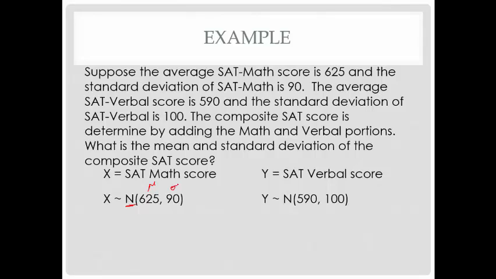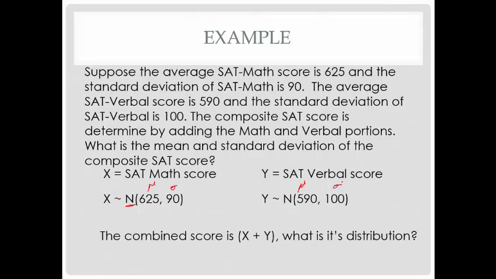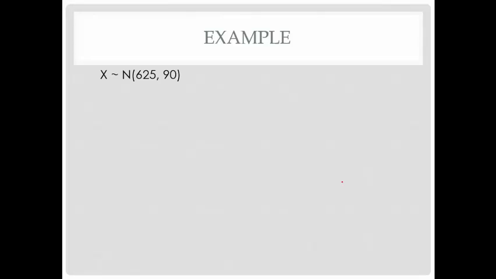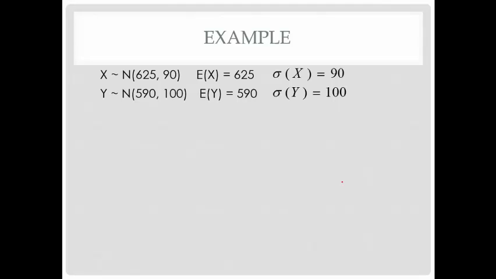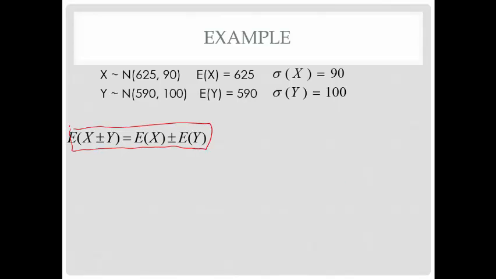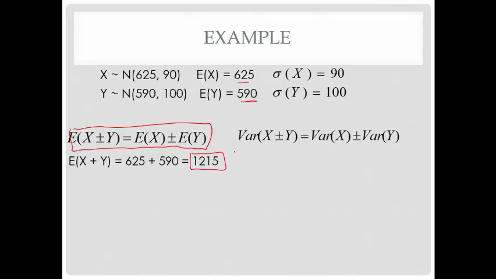So now we've got two different variables. The mean of Y is 590, the standard deviation of Y is 100. If we want the combined score, we need to combine X and Y together. So what is that distribution? Rewriting the previous information: the expected score for math was 625, standard deviation 90, expected verbal 590, standard deviation 100. To combine them, for the combined average score, this is the rule we wrote down at the very beginning: we just add together the two expected values. So we take the 625 and 590, and we get an expected composite score of 1215.